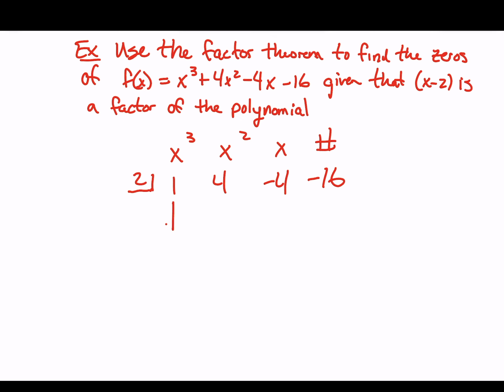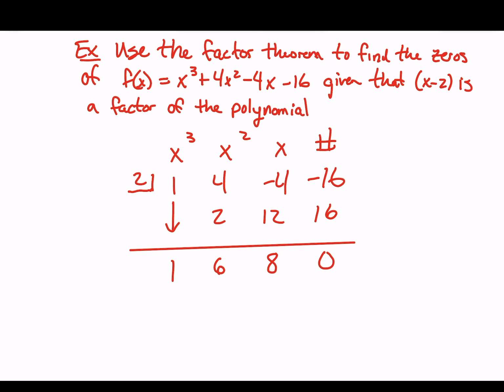Have that there. Bring down our 1. And we get 1 times 2, which is 2. 4 plus 2 is 6. 6 times 2 is 12. -4 plus 12 is a positive 8. And 8 times 2 is 16, which means our remainder is 0.